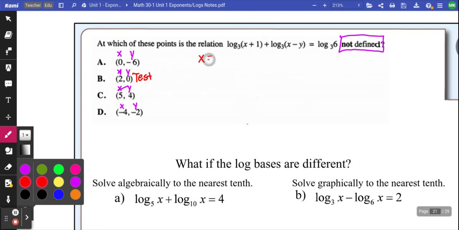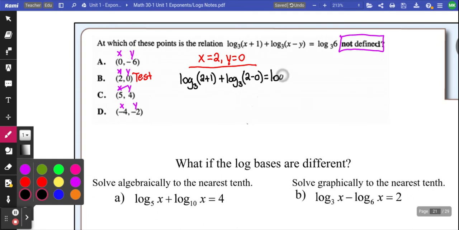Okay, so we're going to say x equals 2, y equals 0. We're going to test that. So I go to my equation. On the left-hand side, I'm going to change x to be 2 and y to be 0. That means I now have log base 3 of 2 plus 1, plus log base 3 of 2 minus 0. And I changed x's and y's. Equals log base 3 of 6. On the left-hand side, that gives me log base 3 of 3 plus log base 3 of 2 equals log base 3 of 6.